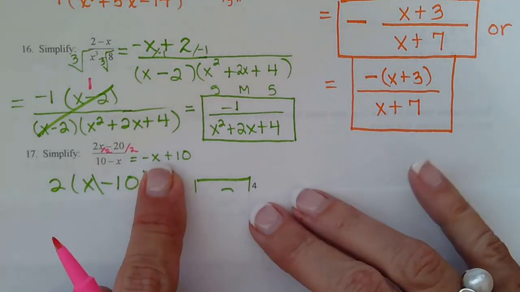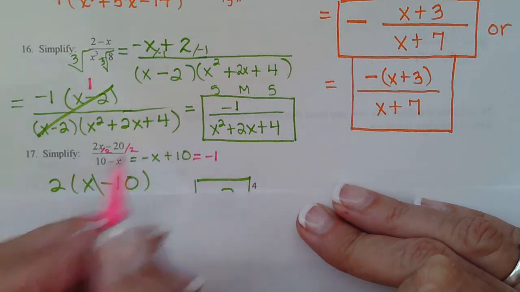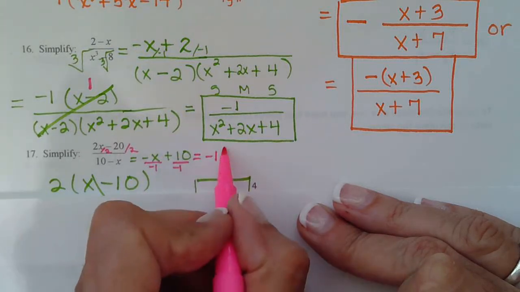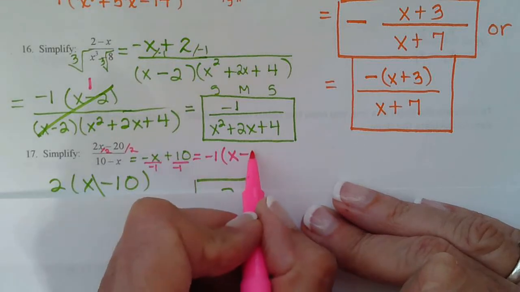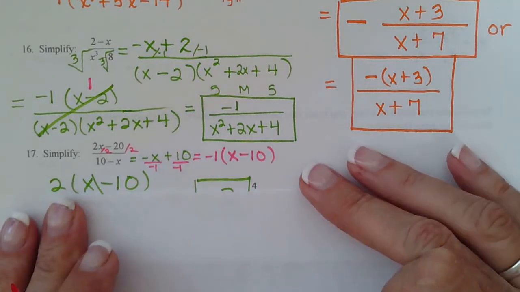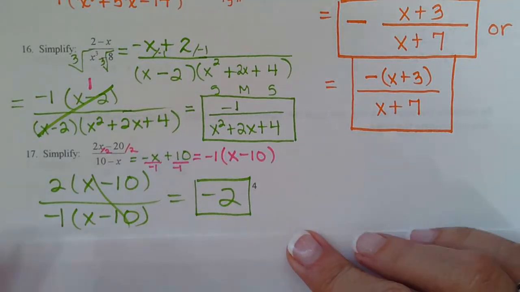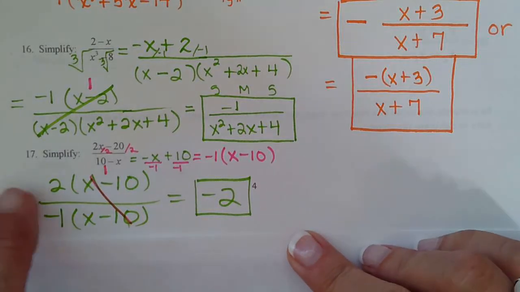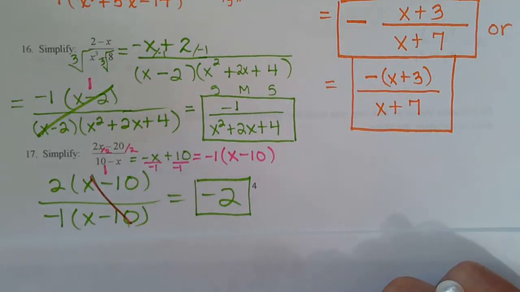In the denominator, I don't want that negative, so I'm going to take a negative 1 out, divide this by negative 1, divide this by negative 1, and I'm going to get positive x negative 10. So then in the denominator, I'm going to write negative 1 times x minus 10, and then x minus 10 divided by x minus 10 is 1. So my answer is 2 divided by negative 1, which is negative 2.